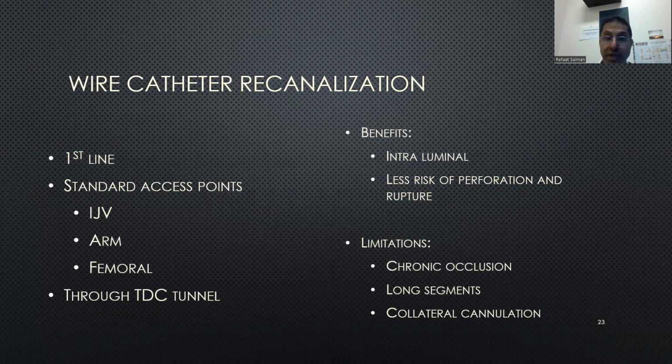Try to use the wire only. The benefits are you will stay intraluminal, and the risk of perforation and rupture is less. Limitations: this is not possible in chronic occlusion, not always possible, especially in long segments, or if you are tackling collateral cannulation.